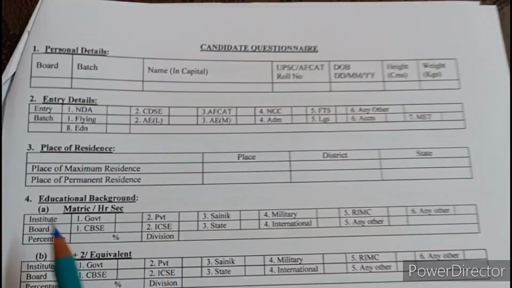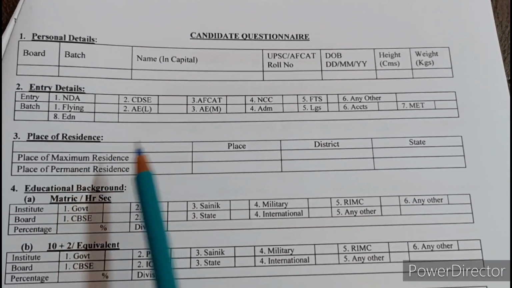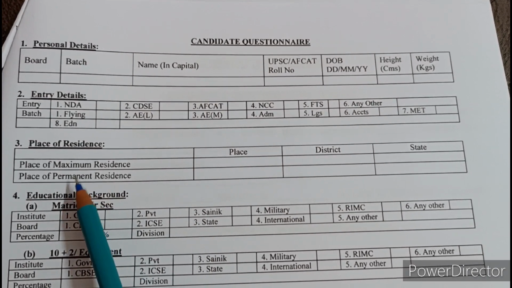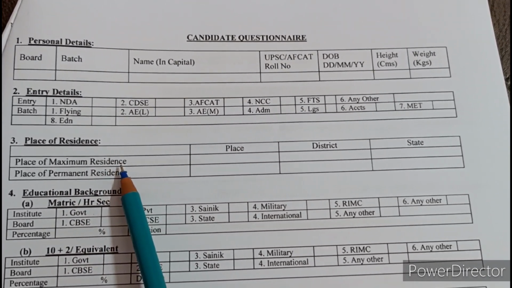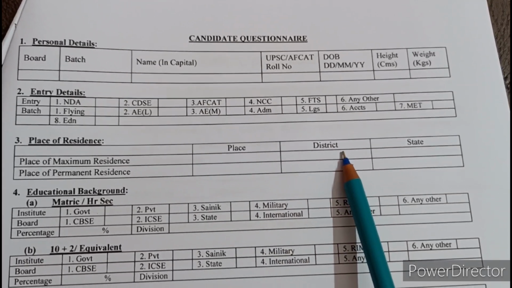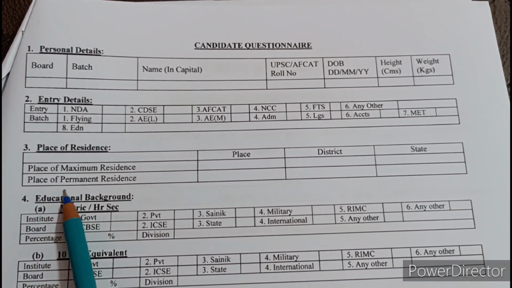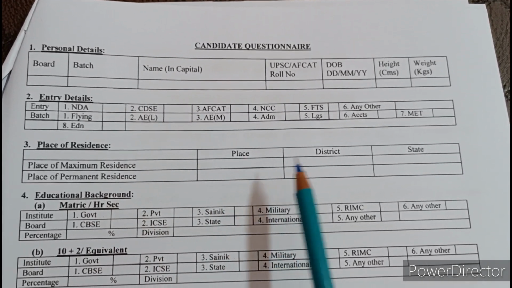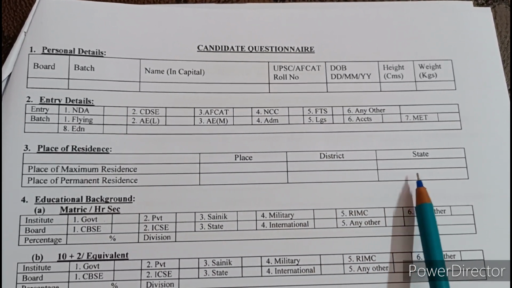Now you have to write there. Here are two columns and three sub columns. For place of maximum residence, the place where you have resided the most, you will write the place, its district, and then its state. And similarly for place of permanent residence, where you are currently living, you will write the place, then its district, and then its state.